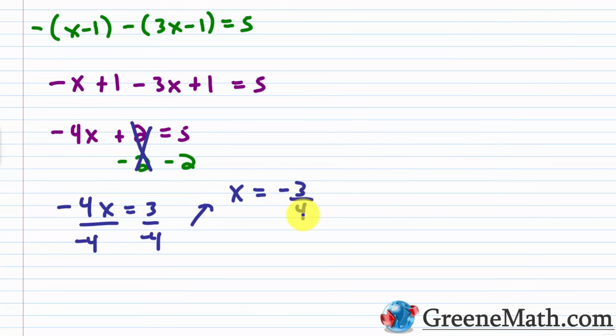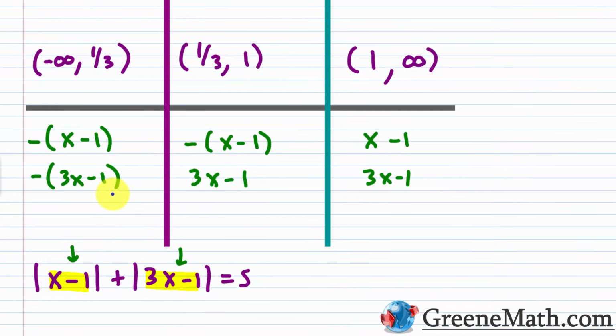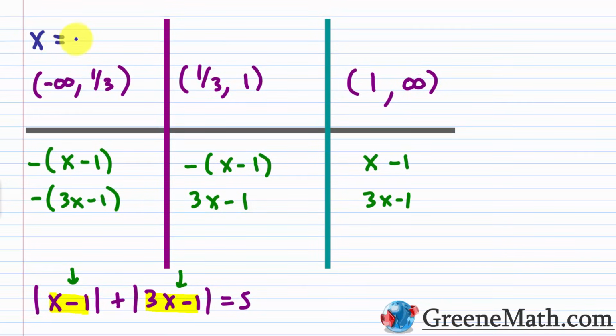So I want to erase everything and show you what we do here. The solution we found in this interval is that x is equal to negative 3/4. Now, what you end up doing in this process is, if your solution lies in the interval, you accept it. If it lies outside of your interval, then you reject it. Since negative 3/4 is in this interval, from negative infinity up to but not including 1/3, we can accept this solution. So we're going to put that as part of our solution.